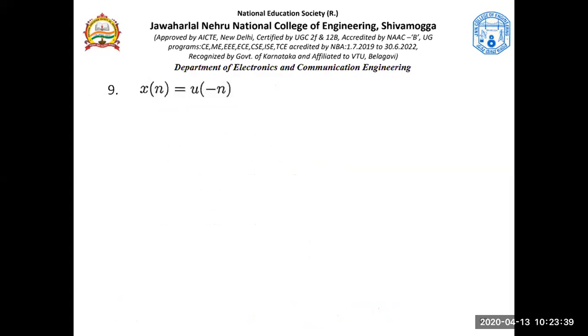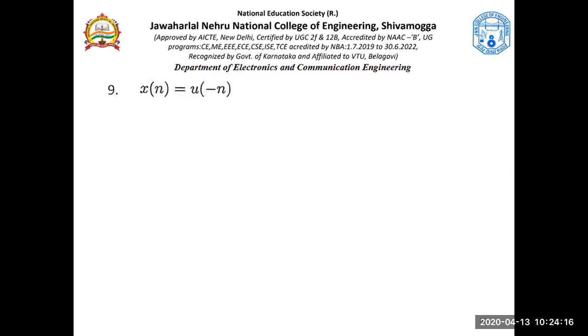X of n is equal to U of minus n. Everybody should understand this. What is the basic signal first? The basic signal is U of n. So which operation is being performed on U of n? We are negating the time, which is reflection. We are taking the reflection. That is also called time reversal. Everyone understand? So, the time reversal property.